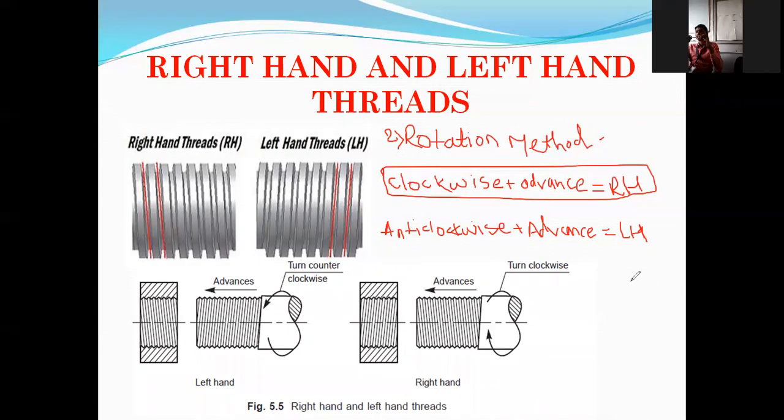So if one of the components has a right hand thread, the other should have a left hand thread. Then only is assembly possible. Otherwise assembly is not possible. Suppose you take a nut and bolt having the same thread, both right hand. Even if you rotate day and night, they will not fit. They will not get assembled together.